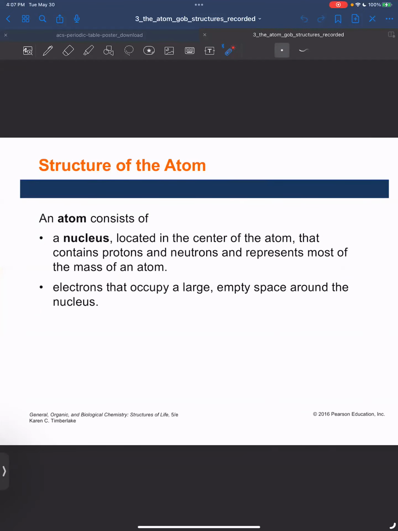So therefore, after those historical experiments, it was concluded that an atom consists of a nucleus located in the center of the atom that contains protons and neutrons, and represents most of the mass of an atom. Electrons occupy a large empty space around the nucleus and have very little mass.